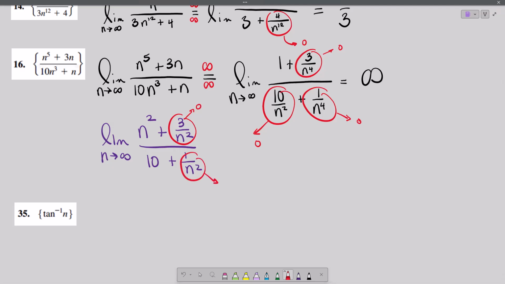Now we have that basic limit where the top is going to infinity and the denominator is constant. So that means the fraction values are growing without bound. Right? These both go to 0, so they're insignificant. Top is going to infinity.